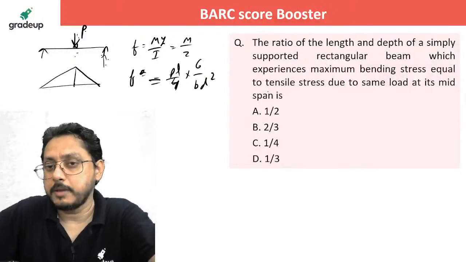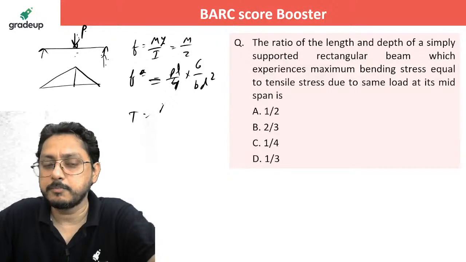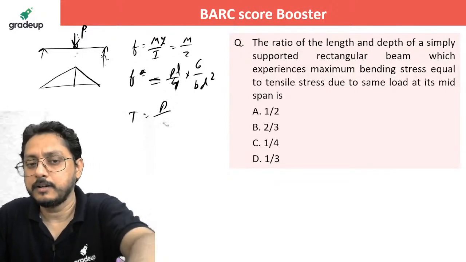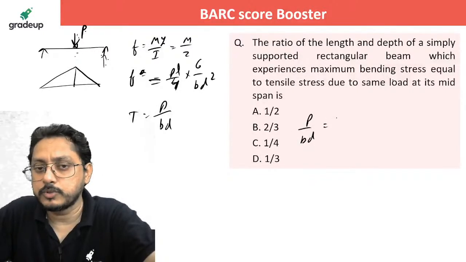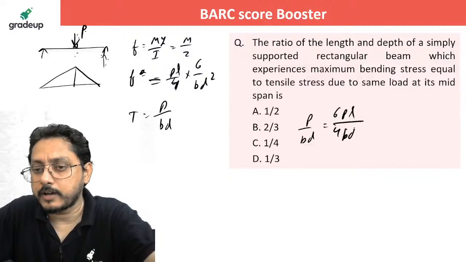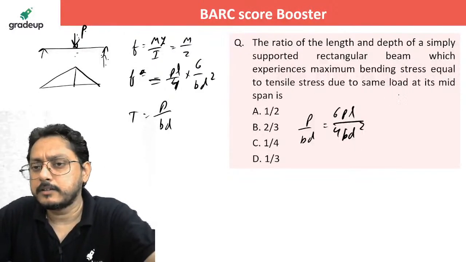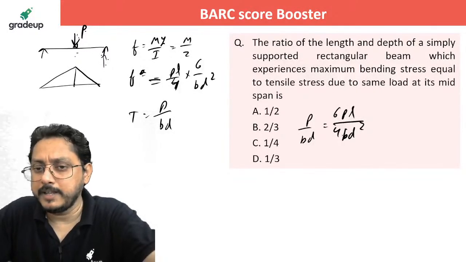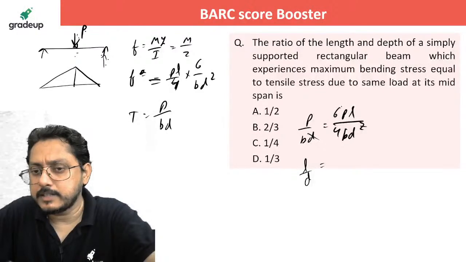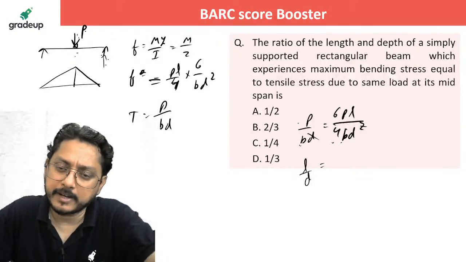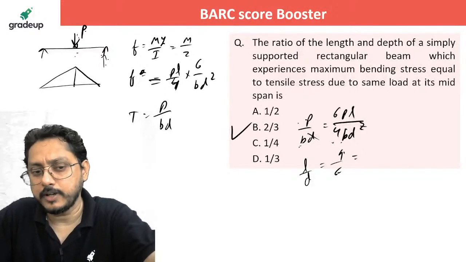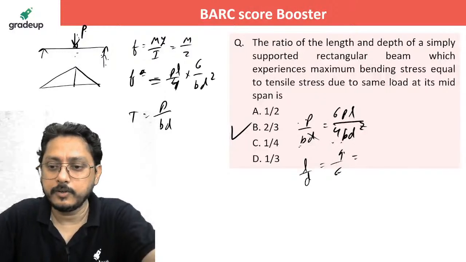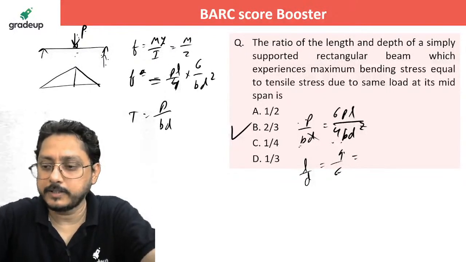Now, for the tensile stress on the same bar, how much will it be? Tensile stress will simply be P by A, that is P by the cross-sectional area BD. Now he's saying that the bending stress is equal to the tensile stress. So P by BD equals 6PL by 4BD square. What else is he asking? Ratio of the length and depth, L by D. So one D will get cancelled, B also will get cancelled, P also will get cancelled. 6 will come down, 4 will go up, so L by D becomes 2 by 3, that's all. Did you get that?